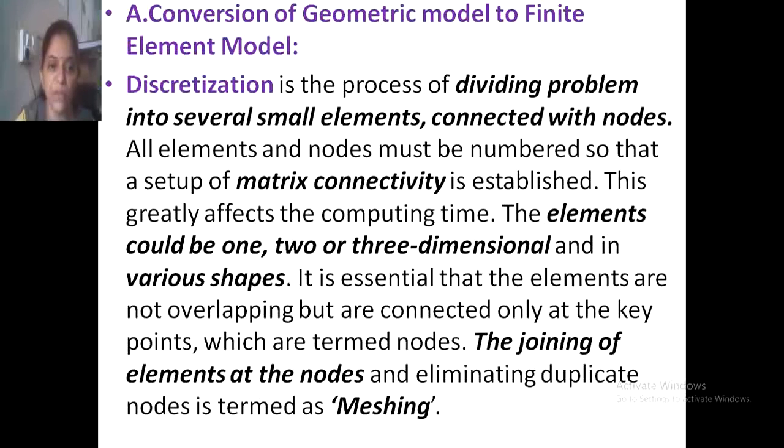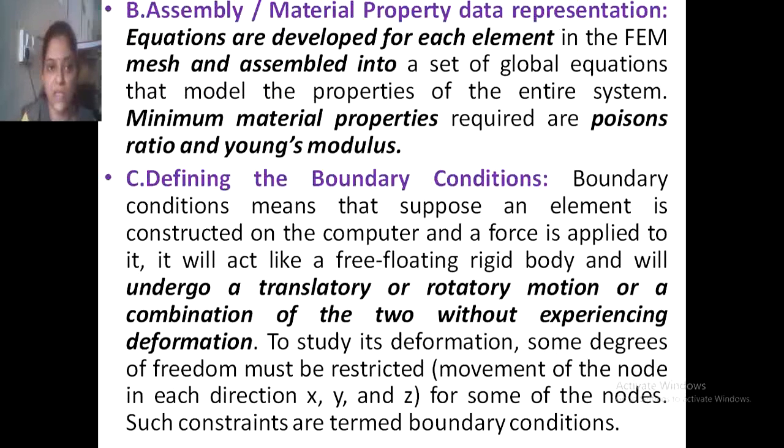The elements could be 1, 2 or 3 dimensional and in various shapes. It is essential that the elements are not overlapping but are connected only at the key points, which are termed nodes, the joining of elements at the nodes. Then assembly equations are developed for each element mesh and assembled. After that, defining the boundary condition, that is, undergoing translatory or rotary motion or a combination of the two without experiencing deformation.